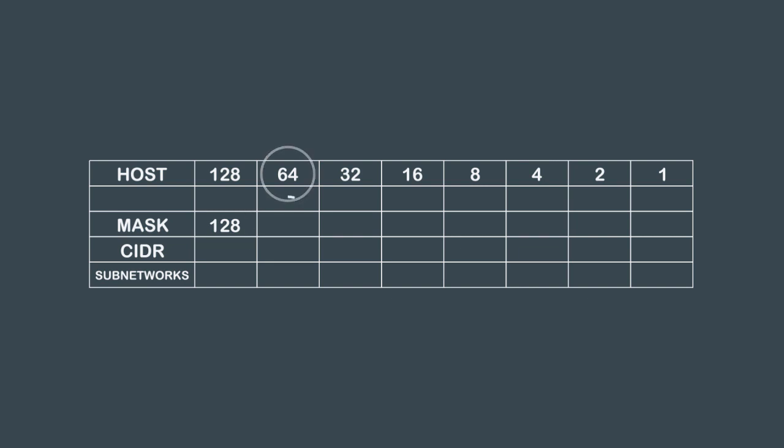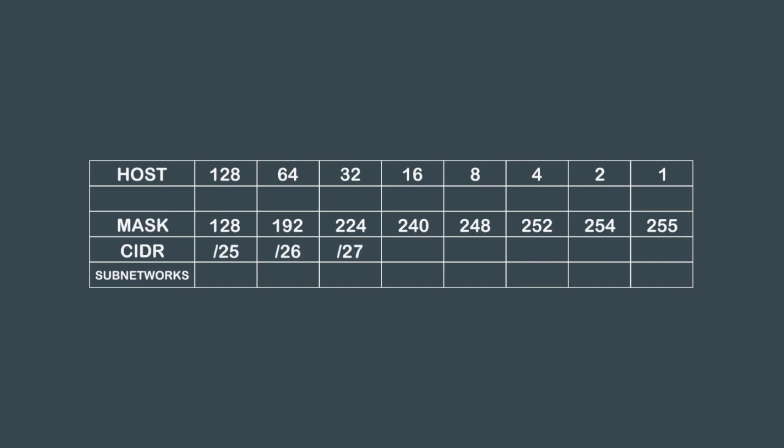128 plus 64 is 192. 192 plus 32 is 224. 224 plus 16 is 240. 240 plus 8 is 248. 248 plus 4 is 252. 252 plus 2 is 254. And 254 plus 1 is 255.